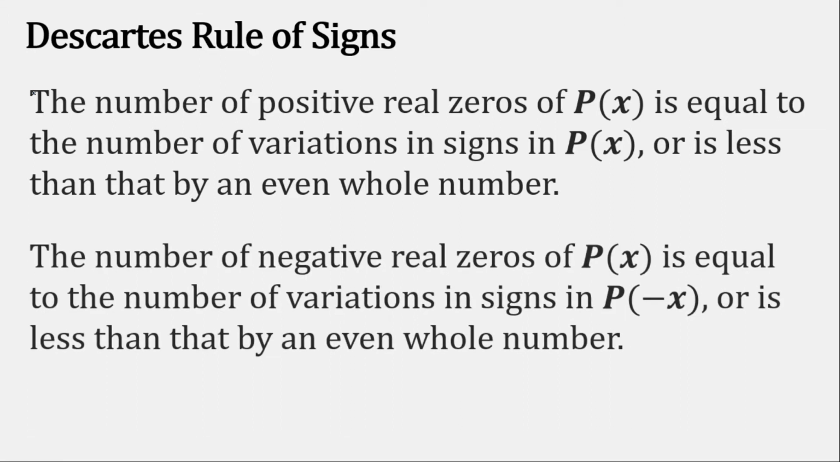On the other hand, the number of negative real zeros of a polynomial P of x is equal to the number of variations in sign in P of negative x, or less than it by an even number. So all we need to do is substitute negative x for x, evaluate that, and count the variations in sign, and that will be the number of negative real zeros of that polynomial. Again, if it is 2, the possible values are 2 and 2 minus 2, which is 0.